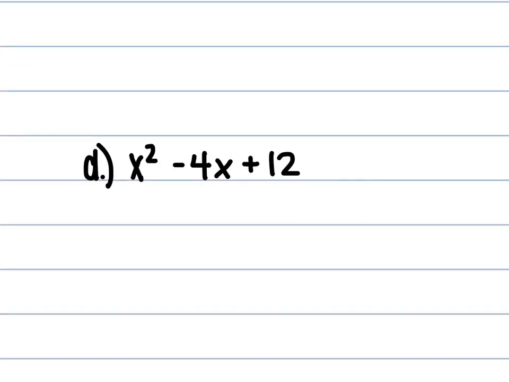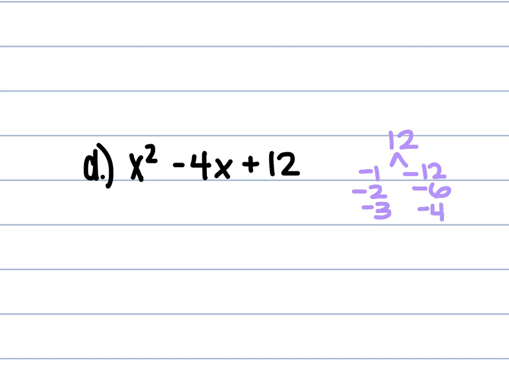For D, we have x squared minus 4x plus 12. Our C term is that 12. We have a negative 4. So in order for us to have a negative for our answer, both numbers, when multiplied, have to be negative when we find the sum of them. So we're going to have a negative 1 and a negative 12, a negative 2 and a negative 6, a negative 3 and a negative 4.